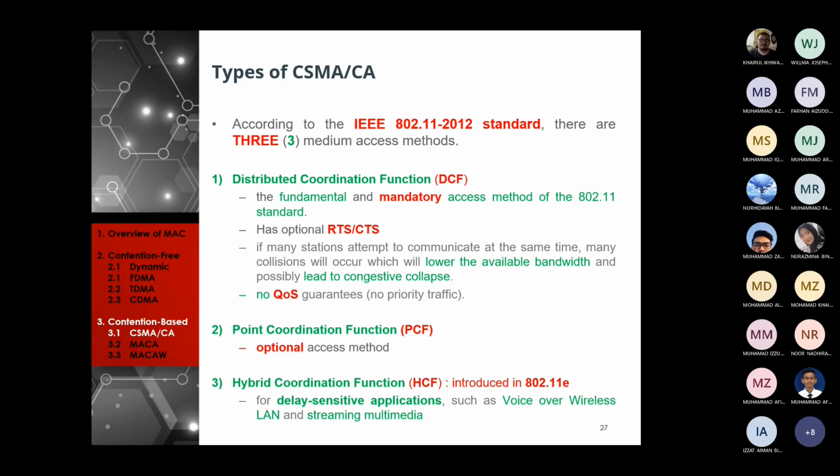So untuk PCF is optional access method, point coordination function. So kita ada hybrid introduced in 802.11e. HCF, hybrid coordination function for delay sensitive applications such as voice over wireless LAN and streaming multimedia. So kita dah ada teknologi lah kat sini kan. Buat delay sensitive application, buat voice over wireless LAN kan. Maksudnya kita nak kurangkan guna telefon, kita boleh guna atas network kita, apa nama talian network kita kan.